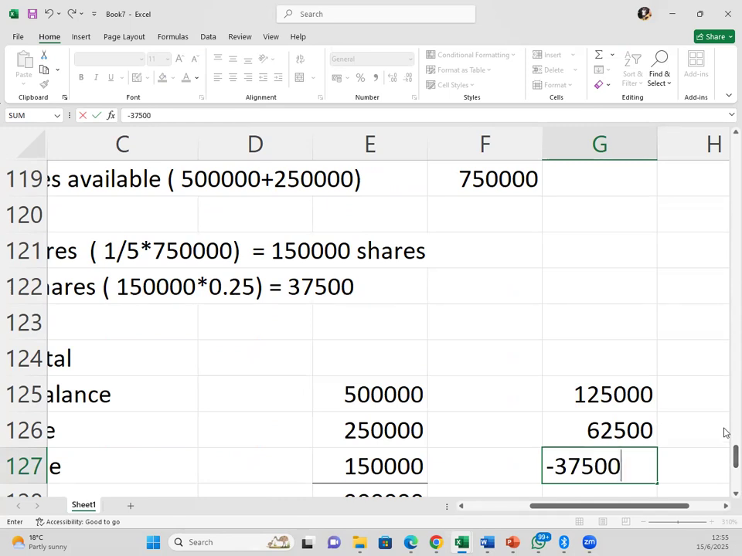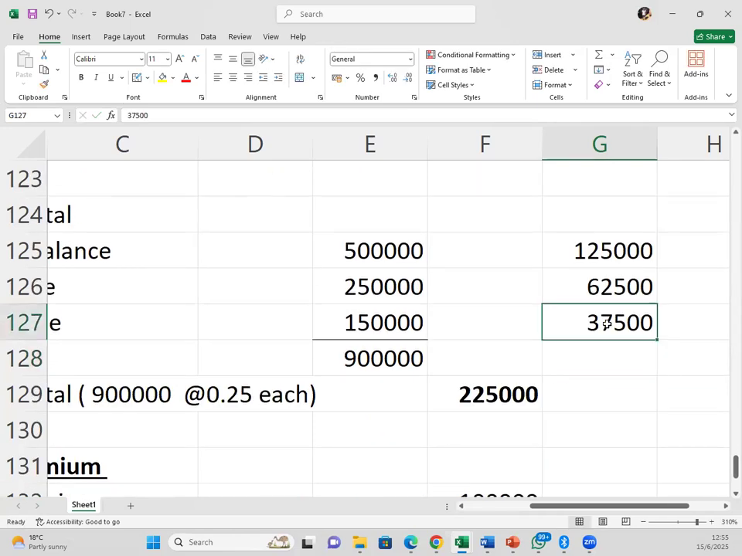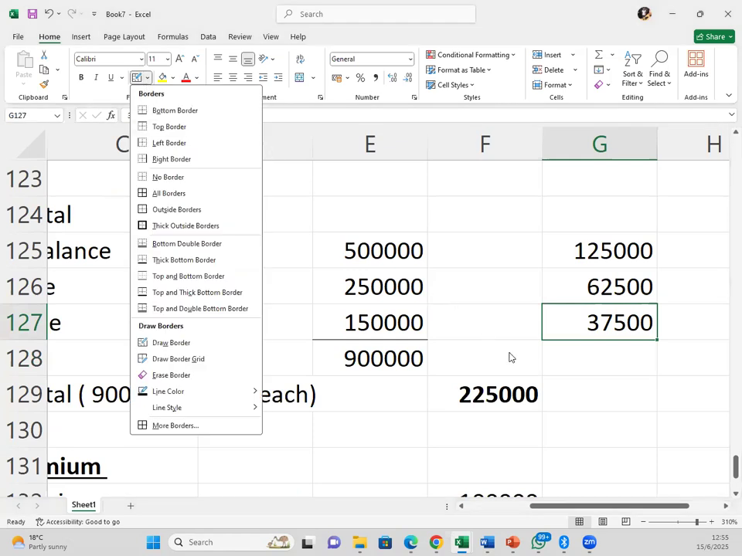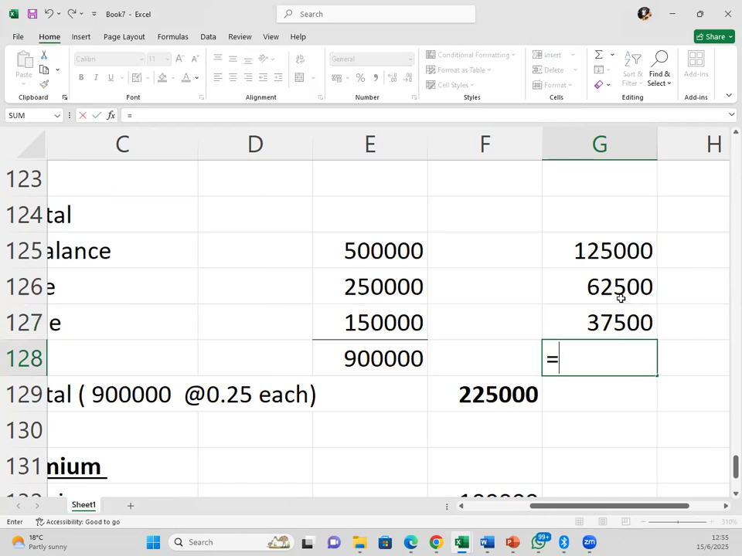Sorry, we subtract if we are calculating the share premium, not the share capital. So that's the optional calculation. It would still give us the same answer. So this will still give us 225.